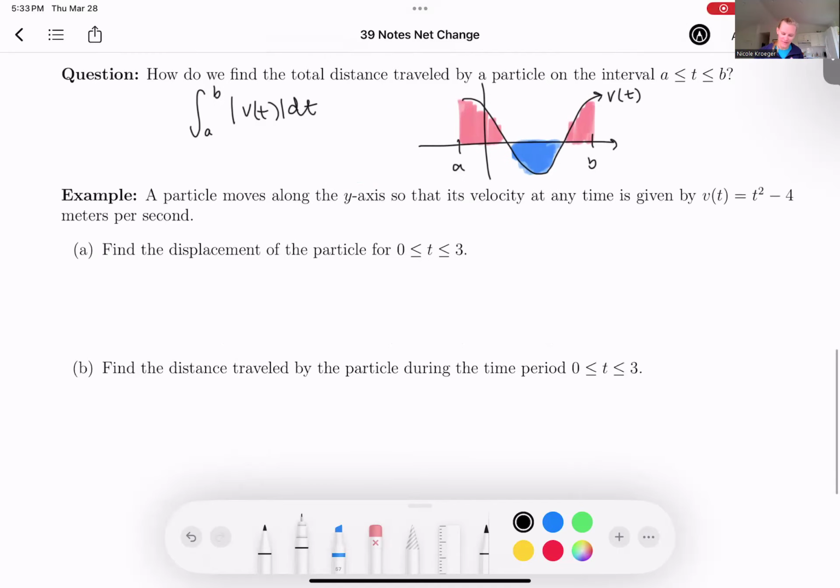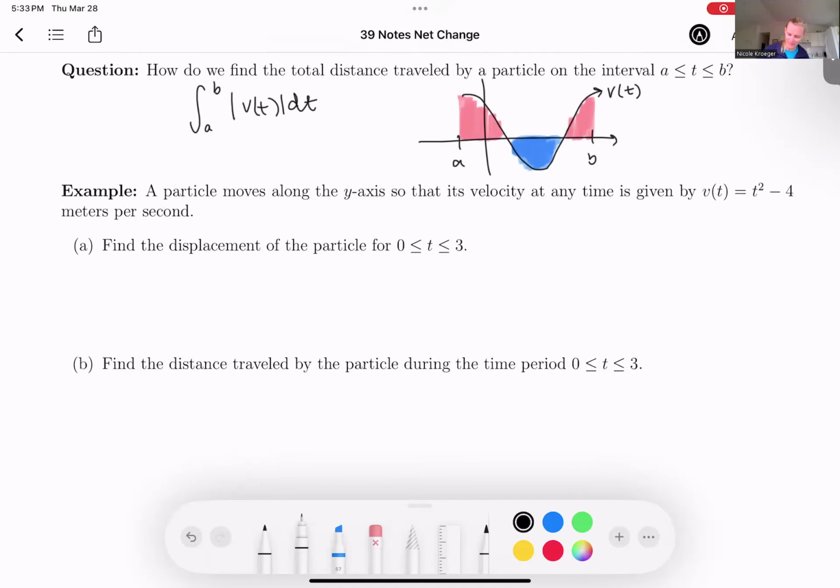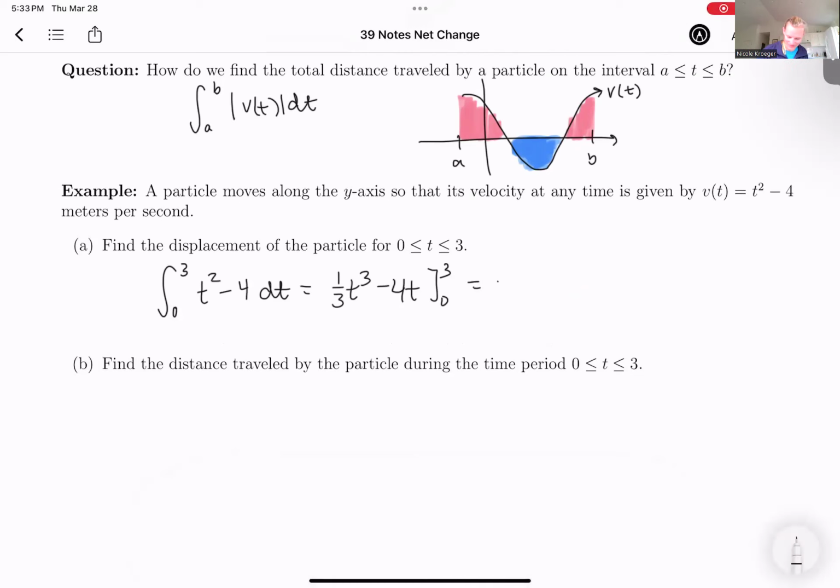Okay, so if we look at this example here, if we're looking at the displacement, all we need is the integral of velocity. So in this case, this is t squared minus 4. We can anti-differentiate: 1/3 t cubed minus 4t from 0 to 3. Plug in 3 and subtract what you get when you plug in 0, and you get -3. Our units here are going to be meters. So this tells me I'm 3 meters away from where I started, in the negative direction.